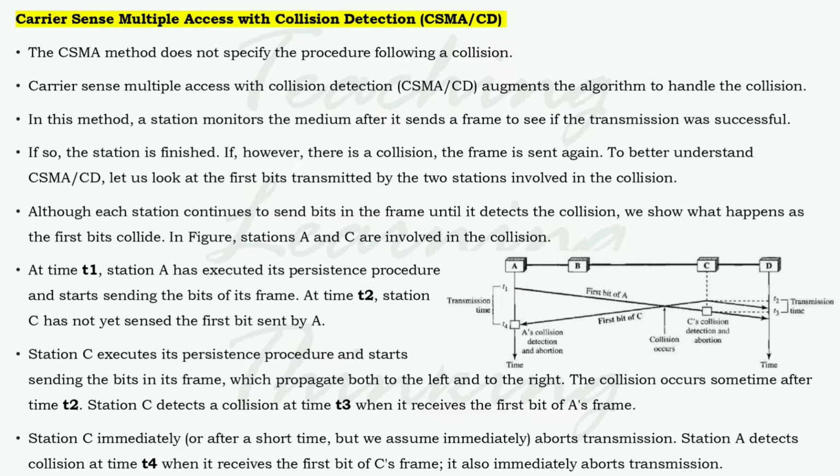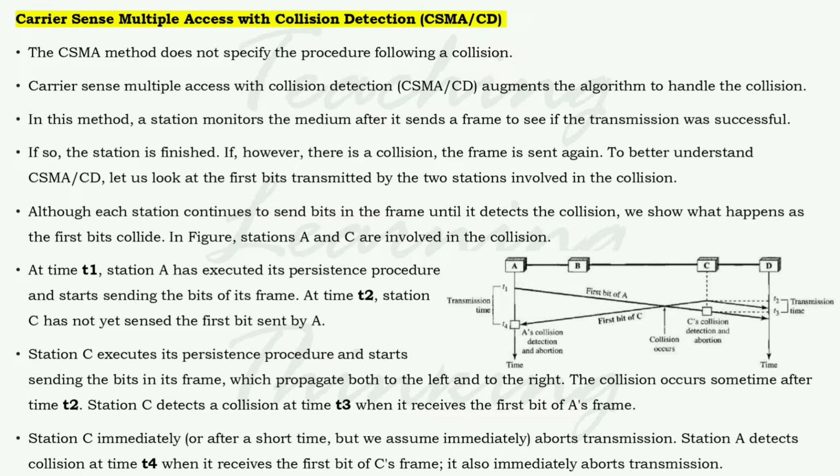So at time T2, the bit from station A is not sensed by station C, and station C executes its persistence procedure and starts sending the bits of its frame, which propagates from right to left. The collision occurs sometime after time T2. Station C detects the collision at time T3 when it receives the first bit of A's frame.